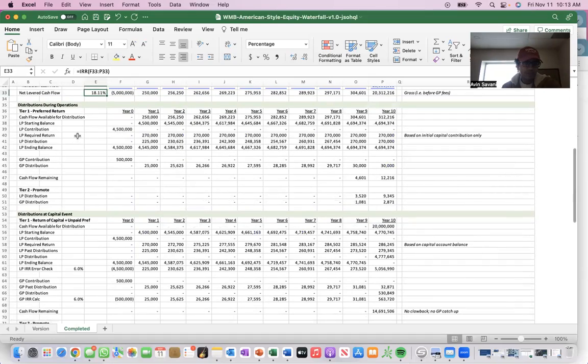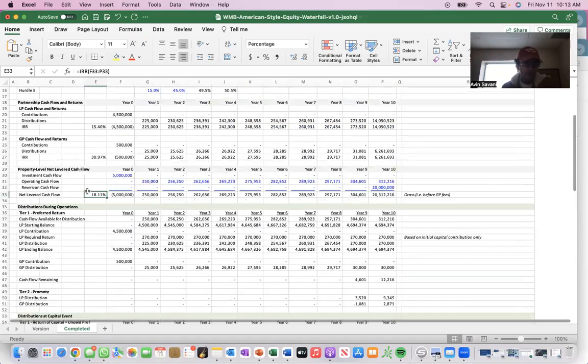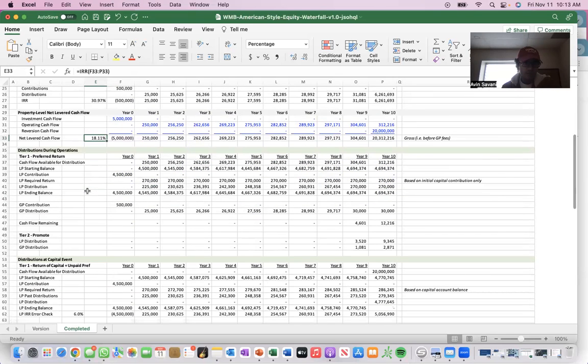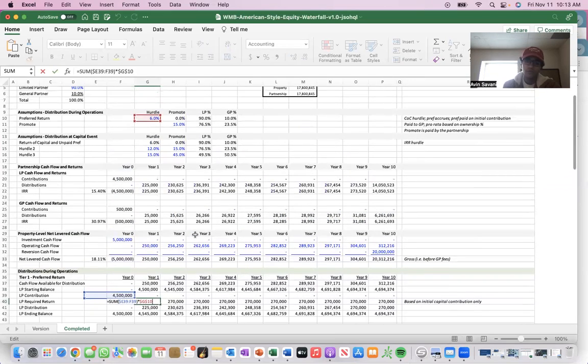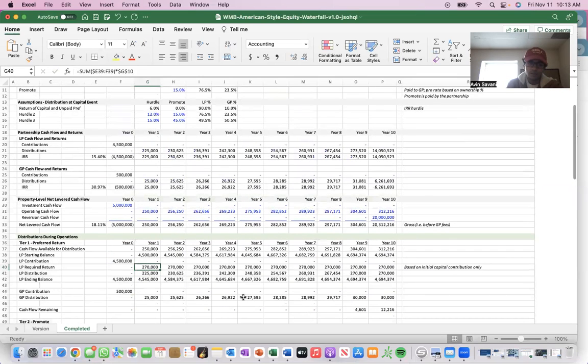Here's the distributions from operations, the distributions at the capital event, right? So from the operations, you'll see what the LP distributions and contributions are, what their required return was. Essentially they took the contributions and multiplied it by the preferred return. So you'll see if they exceeded that or did not exceed that. In this case, they did not exceed that, right? But this is just during operations. On top of this, you'll have the return of capital at the capital event.